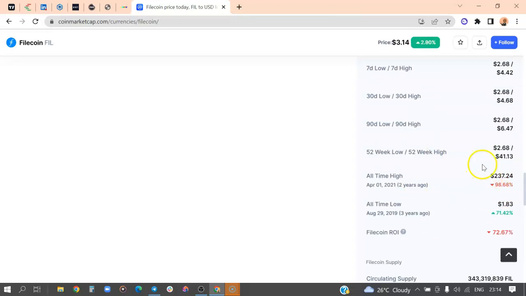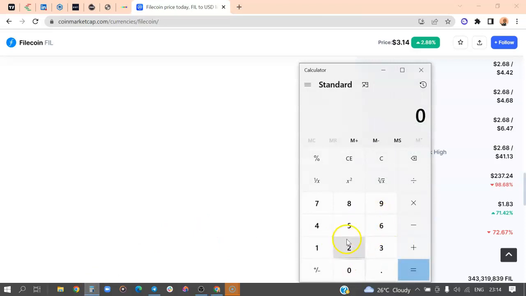If you buy Filecoin now, let's say that we are able to achieve another all-time high of, let me say, $230 per Filecoin, though very unrealistic that it's going to achieve that again. Divided by 3.1, that's 73x. 73x means that an investment of $200 will give you $14,600.